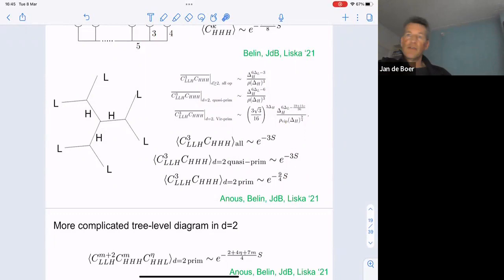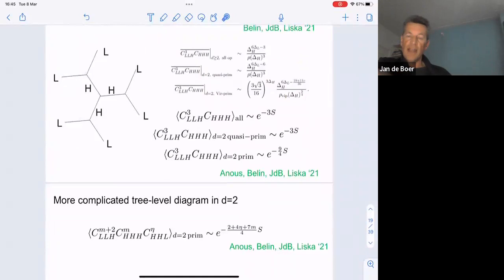The main upshot is that in all cases, we find statistical-looking answers for OPE coefficients that seem to suggest that OPE coefficients, as far as semi-classical observations go, can be thought of as being drawn from a probability distribution with certain moments that are computable.